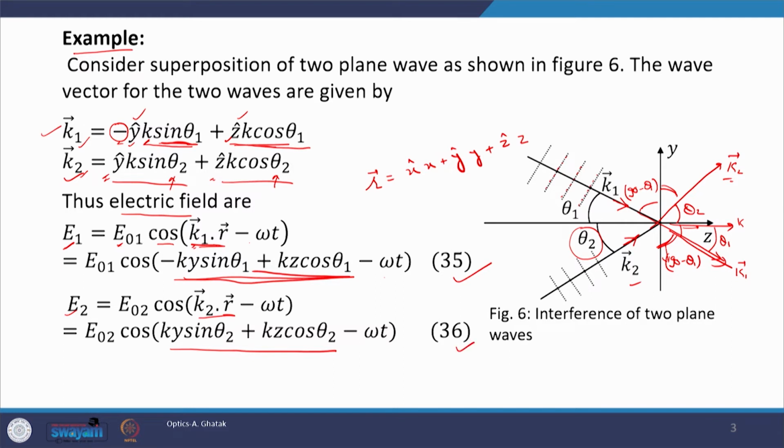Once the expressions for electric fields are known, then to have the resultant expression, what we will have to do is that we will just sum them up.